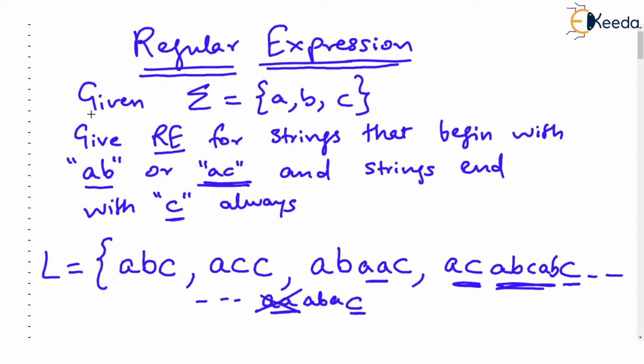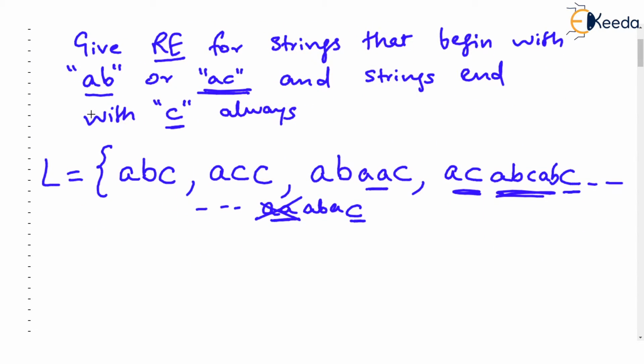Now, what is the thinking process about this? Just check in our regular expression R. Let's talk about this string begins with AB. First two letters have to be AB and last letter has to be C. Now, what can be there in between over here? There can be any combination of A, B, or C.